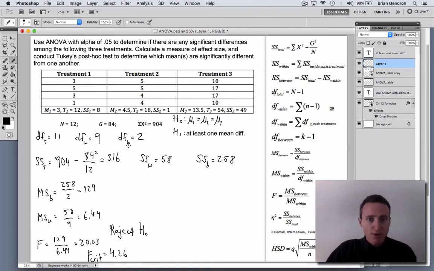Now, recall what I was saying at the beginning: now we know that these groups are different from one another, but we don't know which groups specifically are different from which groups. All we know is at least one mean difference exists. We're going to use the post-hoc test in a moment to determine which groups are different. But before we do that, let's just calculate effect size real quick, which is eta squared. And eta squared is your SS between value, 258, over SS total, which is 316.